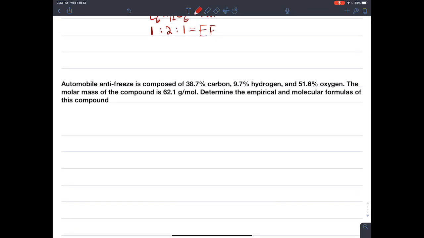So we have: automobile antifreeze is composed of 38.7% carbon, 9.7% hydrogen, and 51.6% oxygen. The molar mass of the compound is 62.1 grams per mole. Determine the empirical and molecular formulas of this compound. So we're going to start by determining the empirical formula.